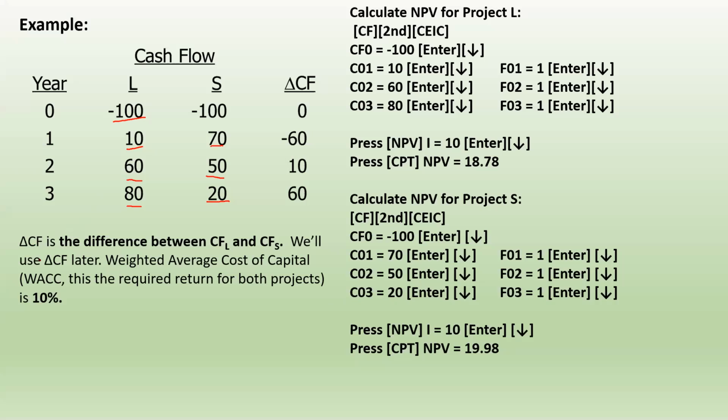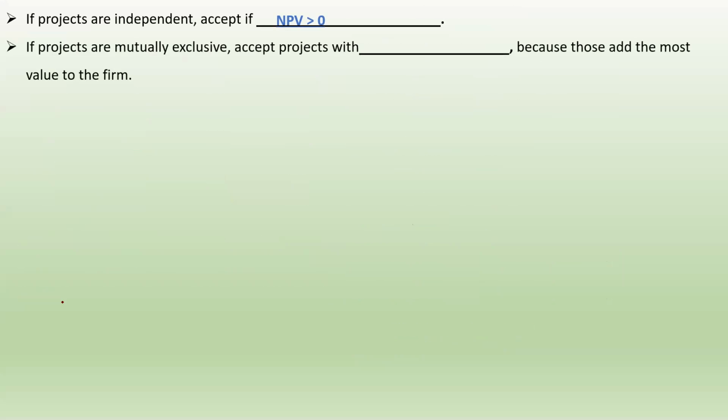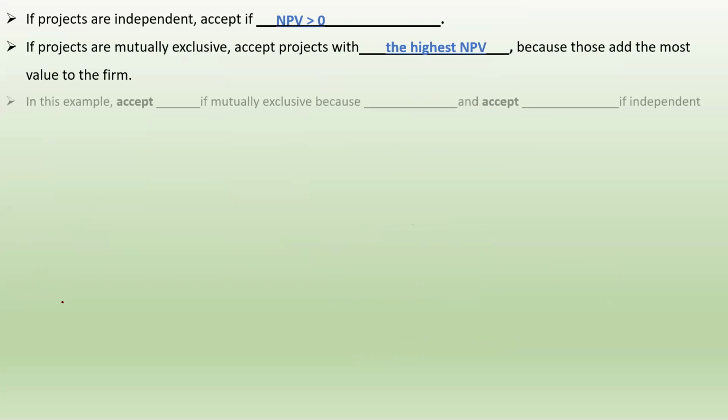So the discount rate in our slides is over here, just to remind you. If the projects are independent, because both NPVs are positive, we accept both. If the projects are mutually exclusive, we accept the project with the highest NPV, because the highest NPV project adds the most value to the firm. So in the example, we accept S if they are mutually exclusive, because S has a higher NPV than L, and accept both if they are independent.